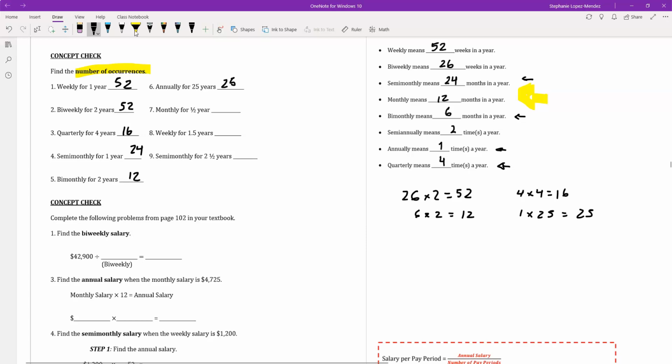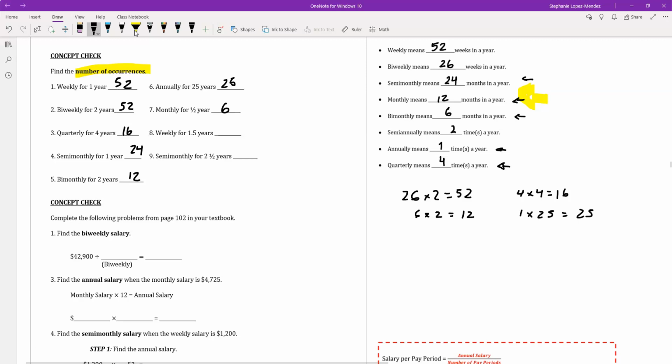Number 7 is monthly for half year, or for 6 months, right? So when I go to monthly here, I have that monthly means that you get paid once every month. So instead of having 12 months, I only have 6 months, right? So then I only get paid 6 times.